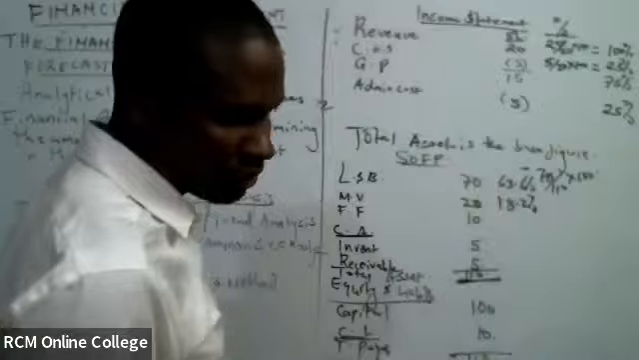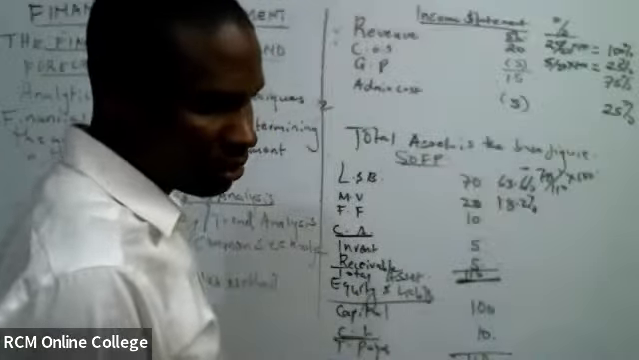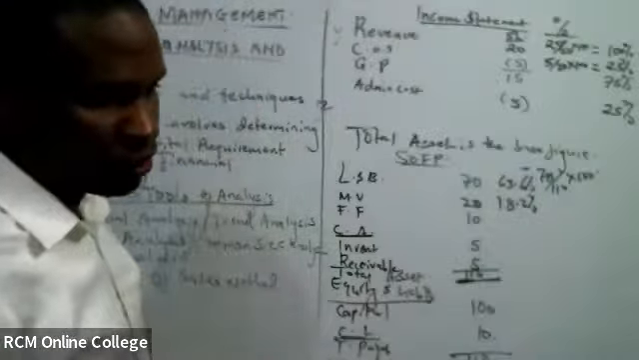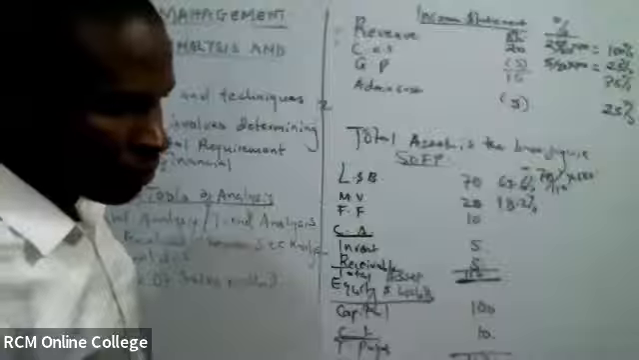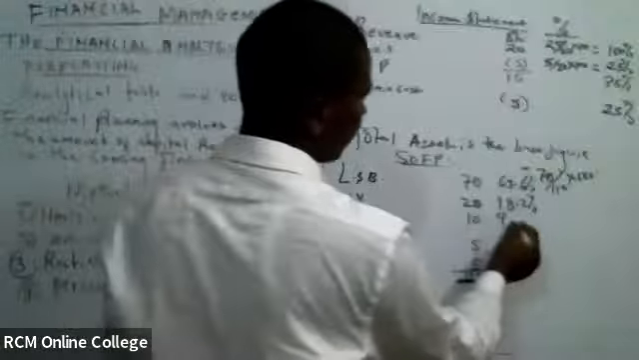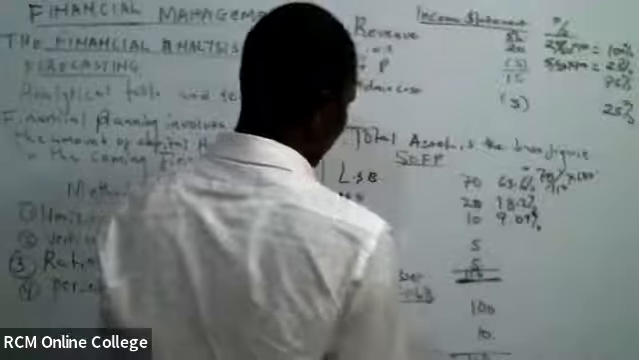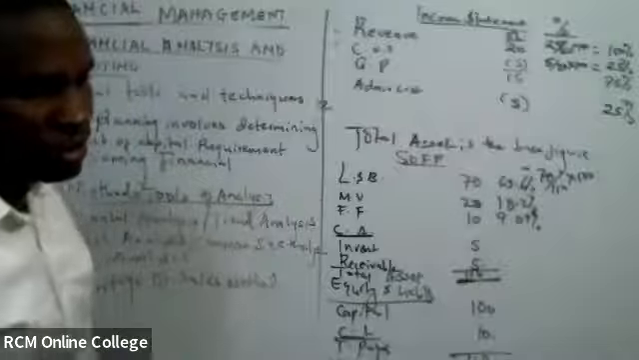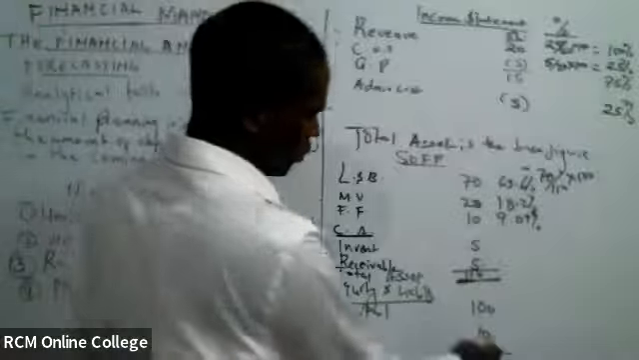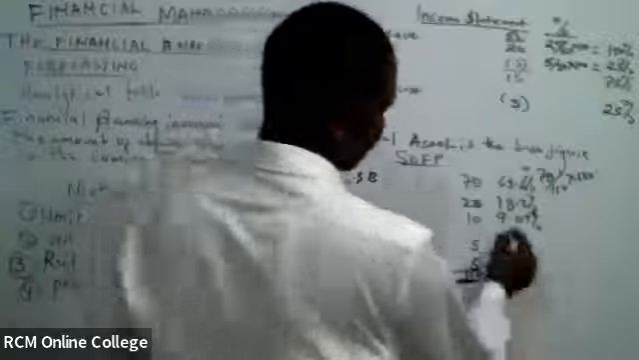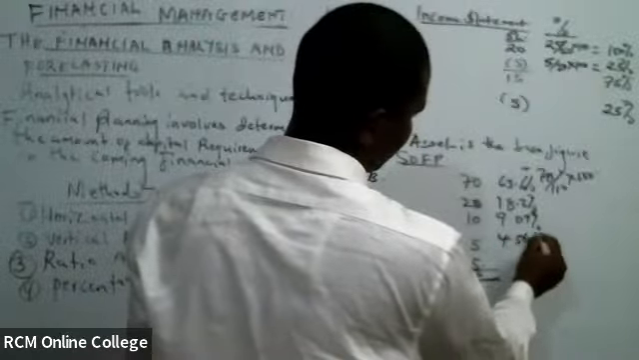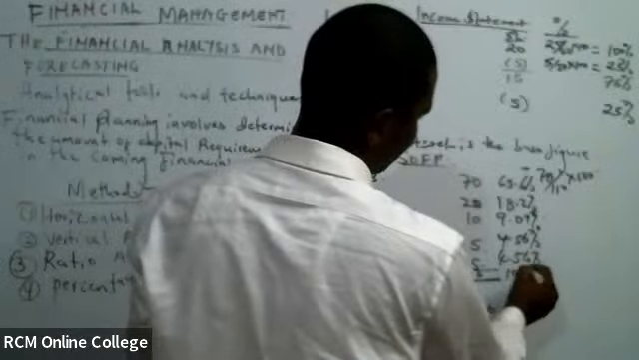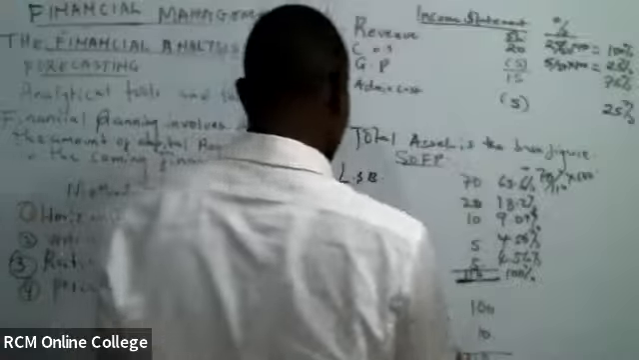The next one, furniture and fitting. It will be 10 out of 110 times 100. It's not a big figure. 9.09. Then inventory and receivables will be the same, 4.56%. And now the total asset class will be 100%. And then you go to the capital.